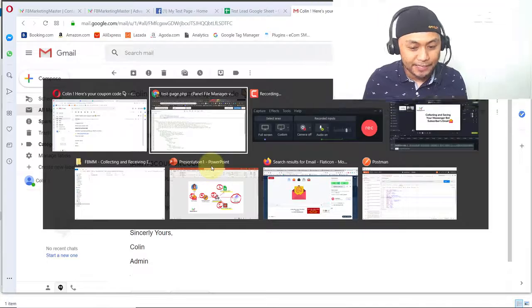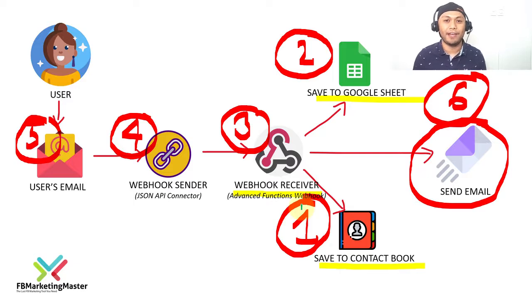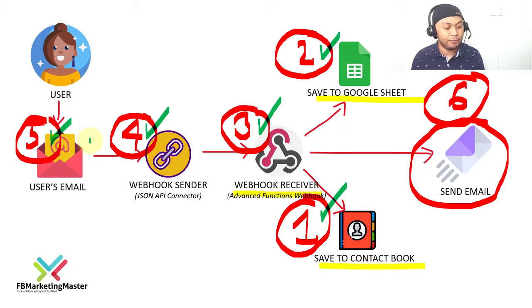So let's go back to our diagram. Alright, this is our diagram. So we have already done this. It's now time to review what we have done to make this system work. The first is we created a contact book. The next is we imported our Google Sheet. The next, we created a webhook receiver from Advanced Functions Webhook. The next, we have created a webhook sender using JSON API connector. And then we created a message that prompts our subscriber to submit this email.